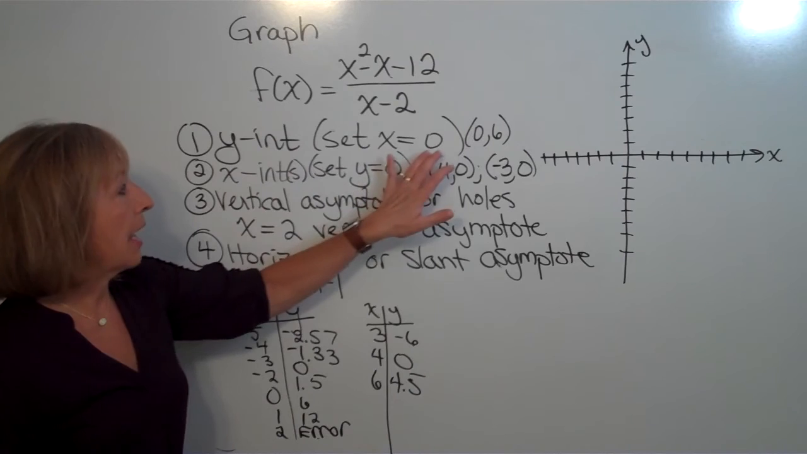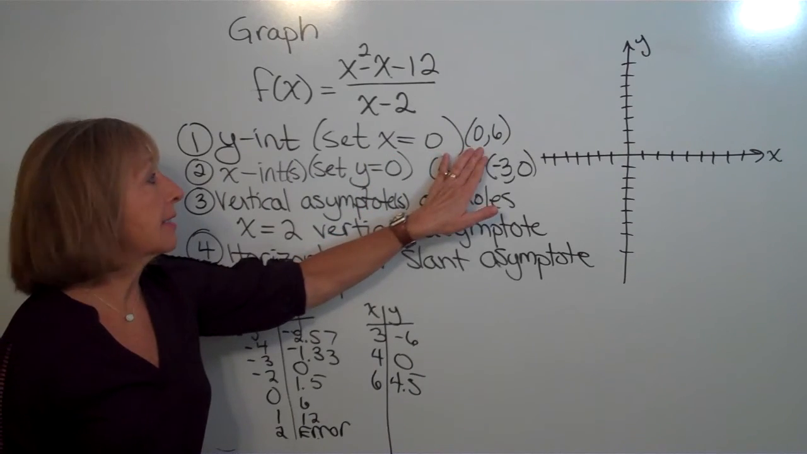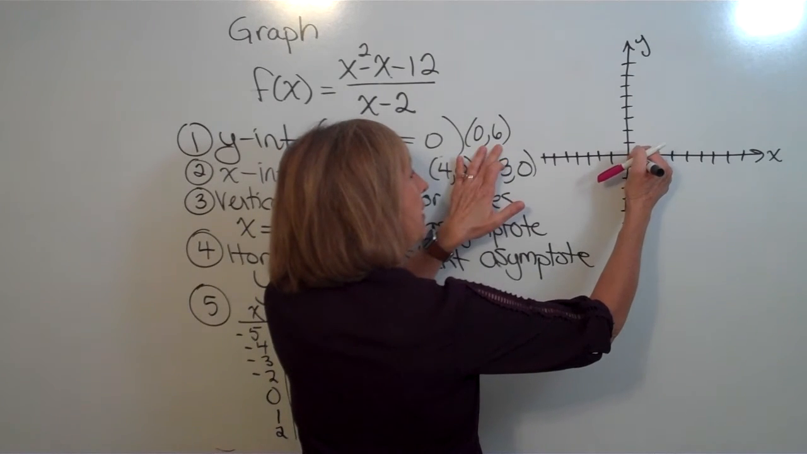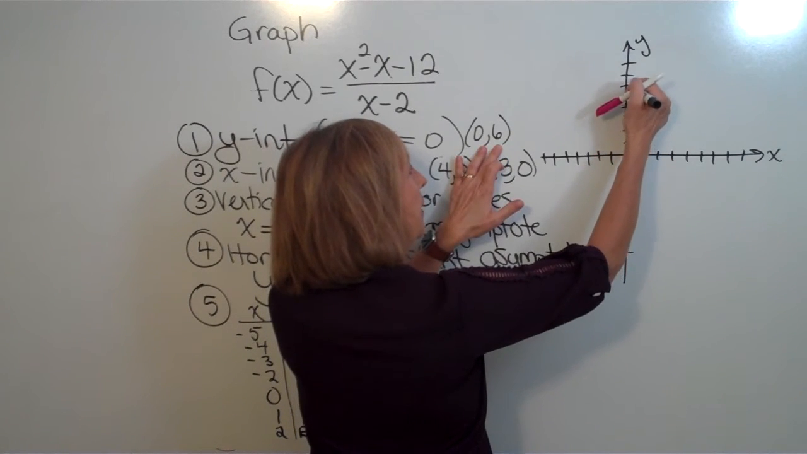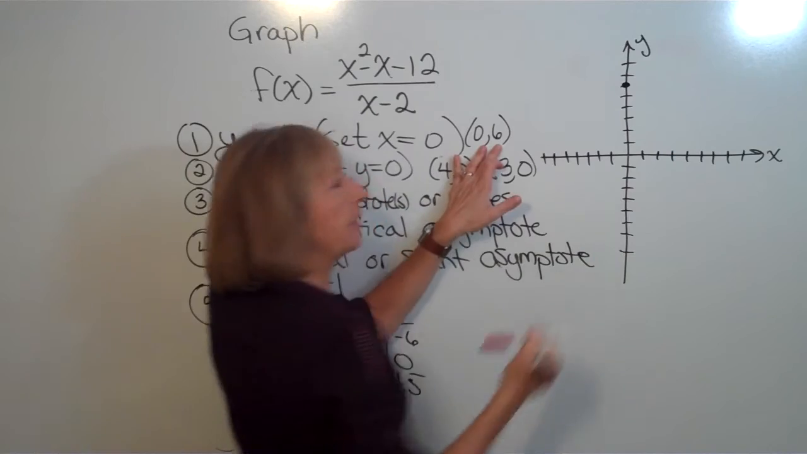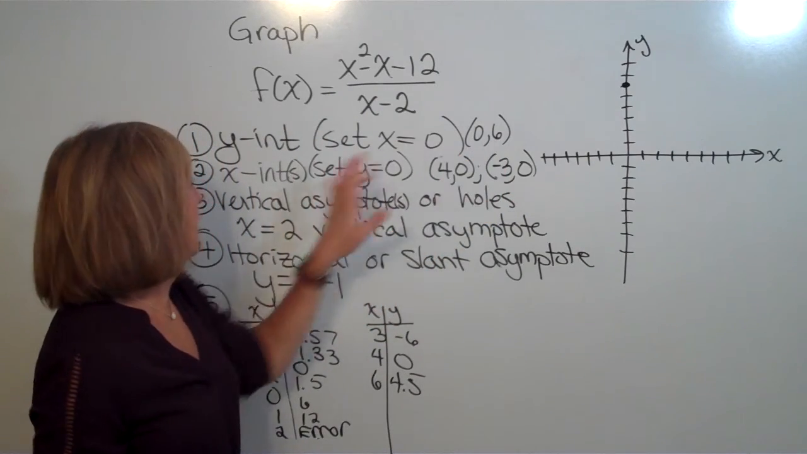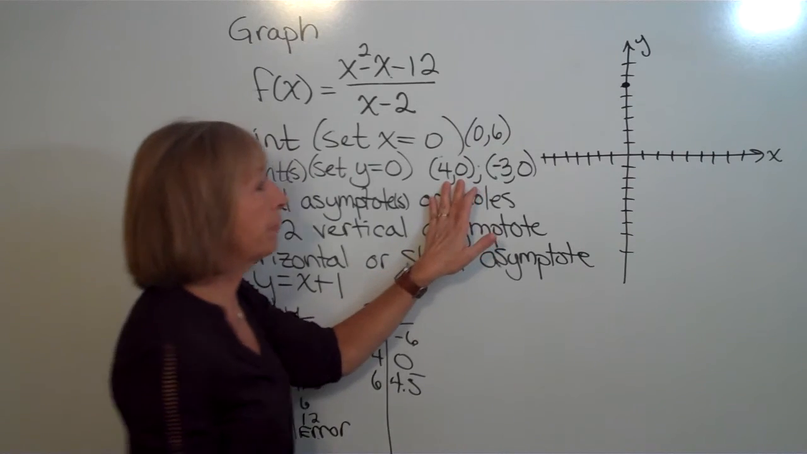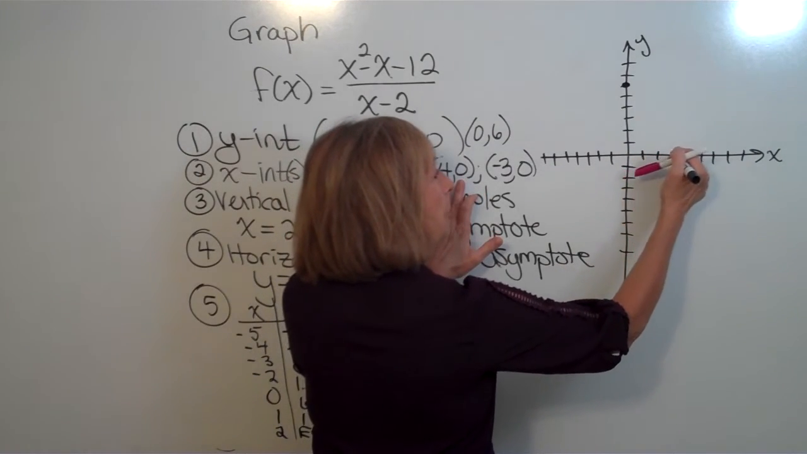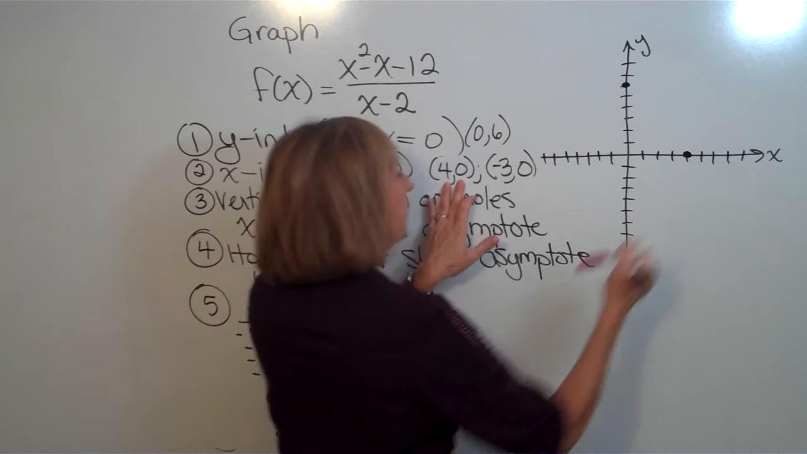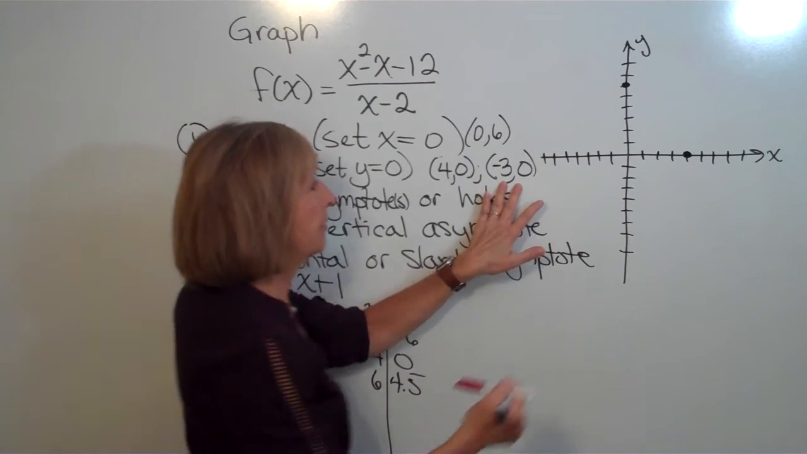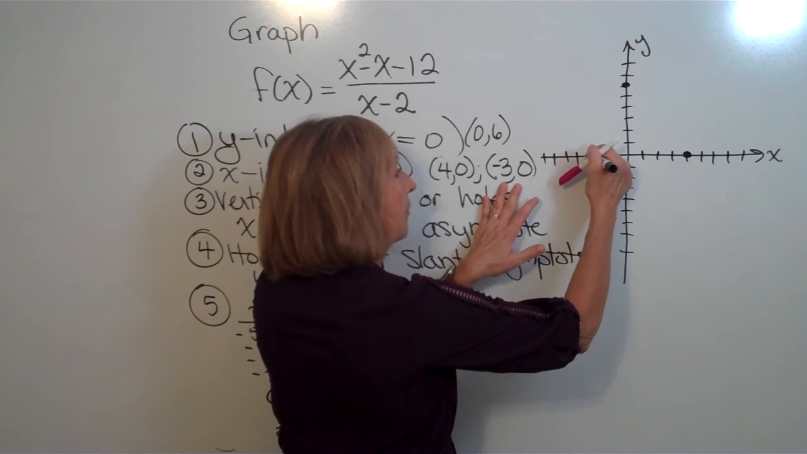So my y-intercept, so 0 went in for x, 6 came out for y, so don't go left or right, go up 6 and draw the dot. 1, 2, 3, 4, 5, 6. There's your y-intercept. Next, your x-intercepts. Here we have an x-intercept of (4, 0), so go right 1, 2, 3, 4, don't go up or down. And my value of (-3, 0), so go left 3, don't go up or down.